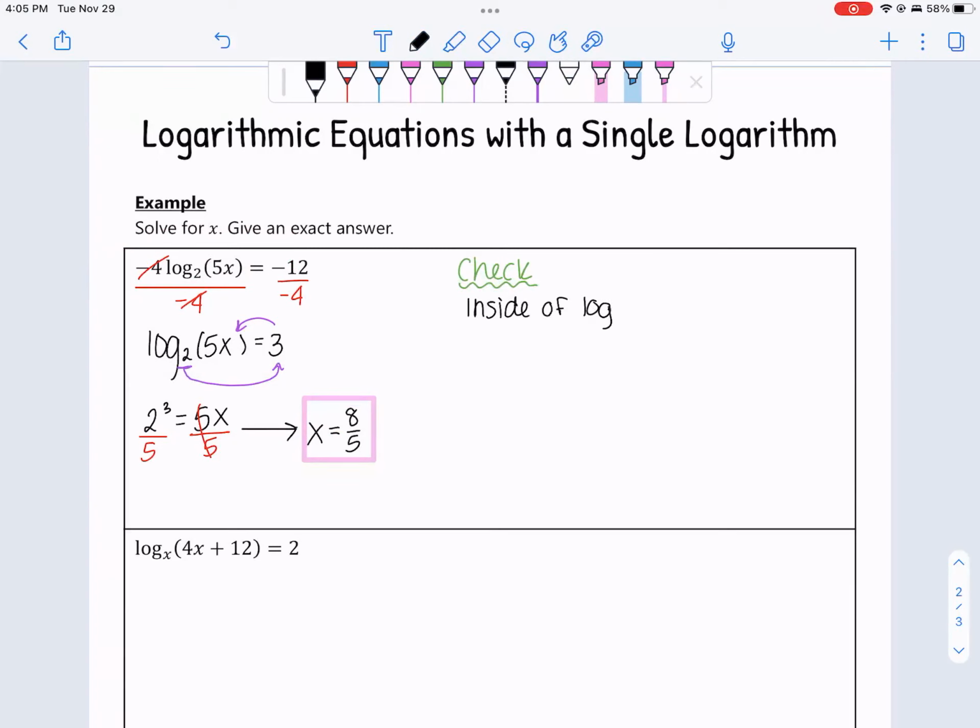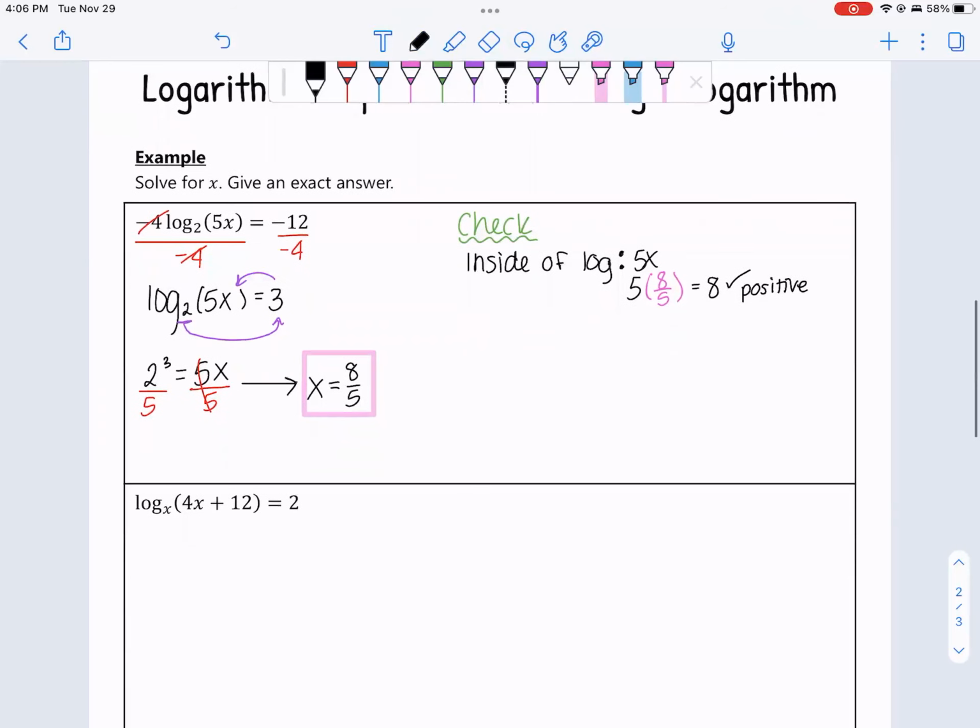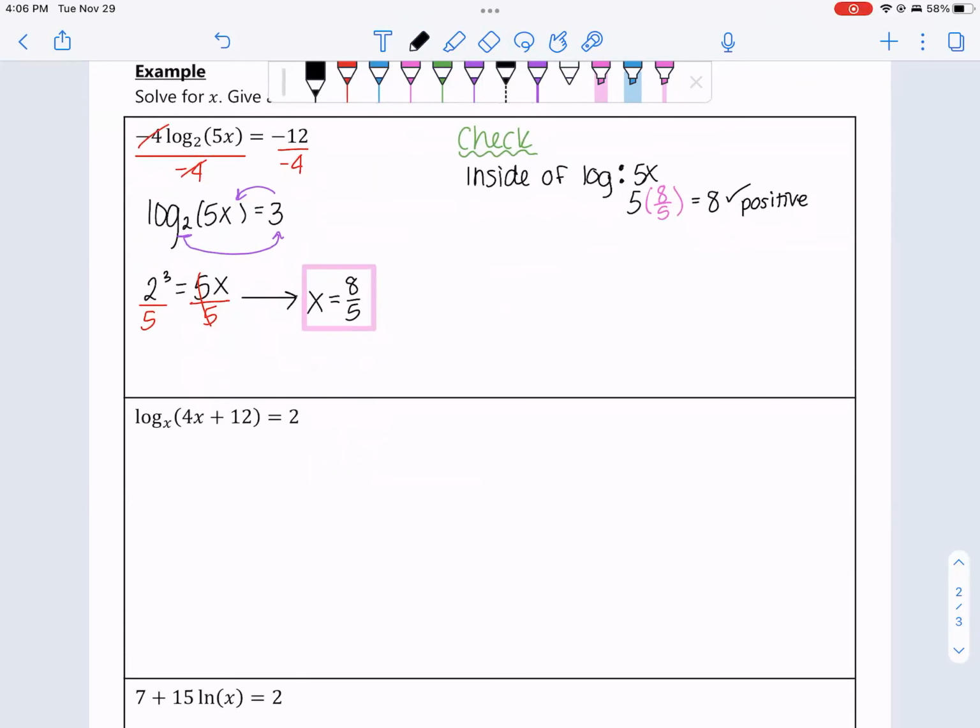So inside of log, we have 5x. That's the only thing inside of a log. So we're going to plug in our answer, 8/5, for x, and indeed that comes out to a positive number. It comes out to the number 8. The fact that it's 8 doesn't matter. It's positive, and that's what matters. So we can feel good about that answer. Let's look at the next one.